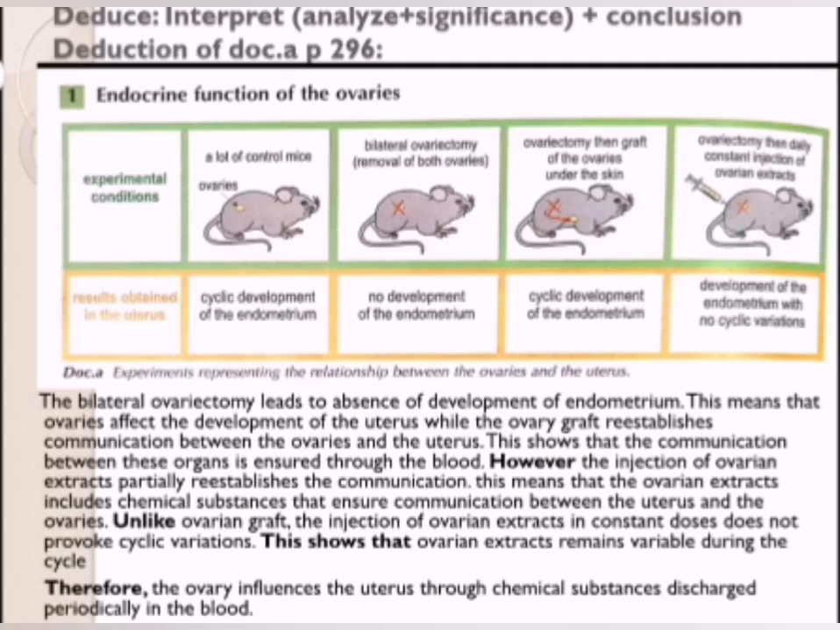I'm going to start with the first experiment. I have to say that in the second experiment, the bilateral ovariectomy leads to the absence of development of endometrium. So, for the significance, I have to say this means that the ovaries affect the development of the uterus, while the ovary graft re-establishes communication between the ovaries and the uterus. This shows that the communication between these organs is ensured by blood.